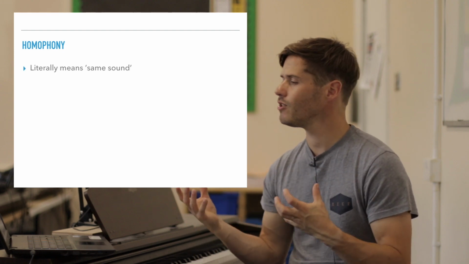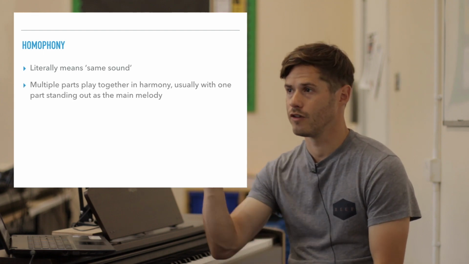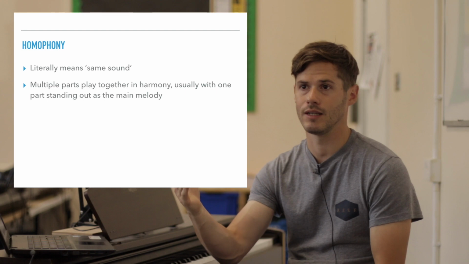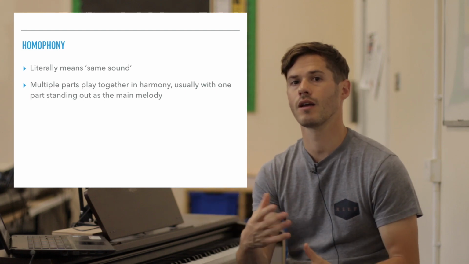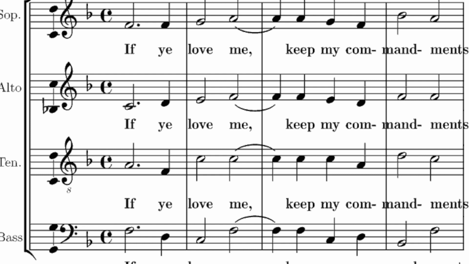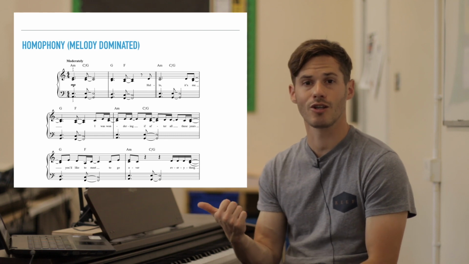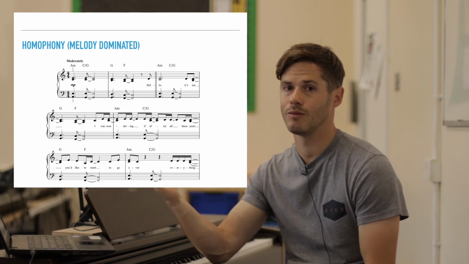Homophony literally means same sound, and it's when you've got multiple parts coming together to form harmony. Often one of those parts will be a melody and then the other parts will be an accompaniment in harmony with that melody. In this example, we can see four singers all singing different pitches at once. And when they sing together, you get chords or harmony, and this is homophonic. Now, the majority of all popular music is homophonic, where you've got a melody with chords.